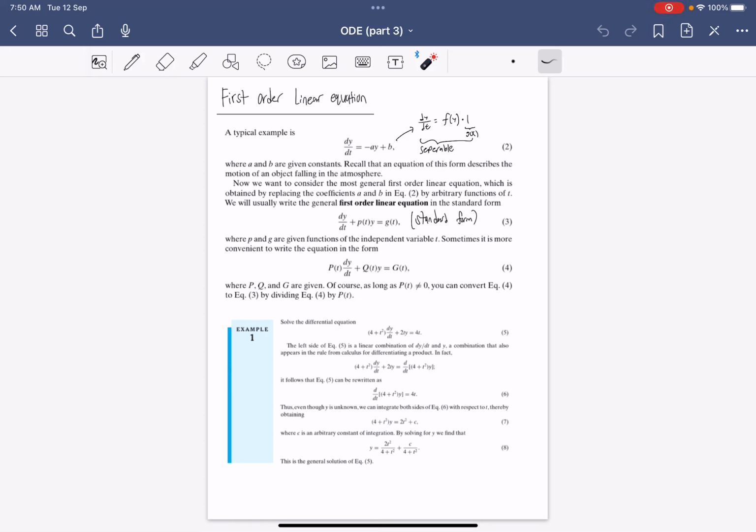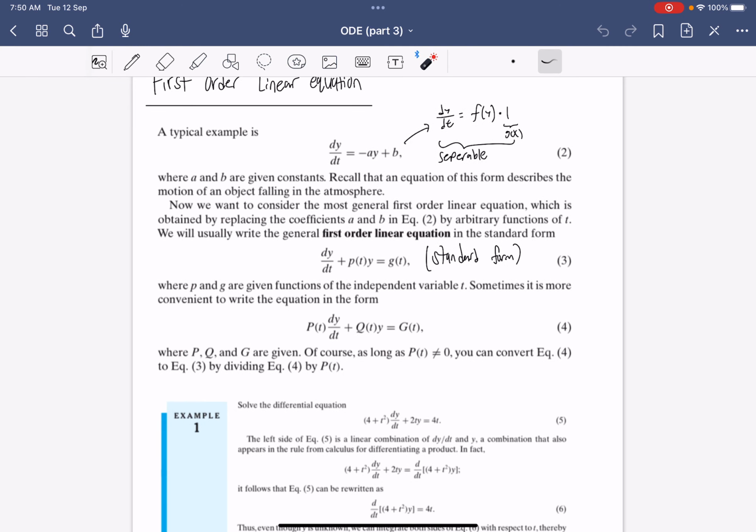Hi, in this video, we'll be going through first order linear differential equations. In the previous video, we went through what are known as separable equations, and it is actually a form of a first order linear equation. A separable equation, you can recall, has some form like the following.